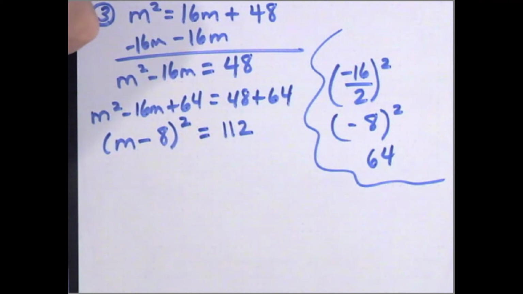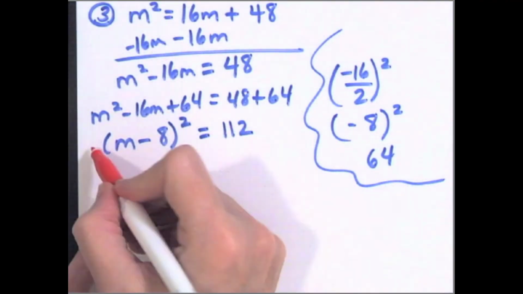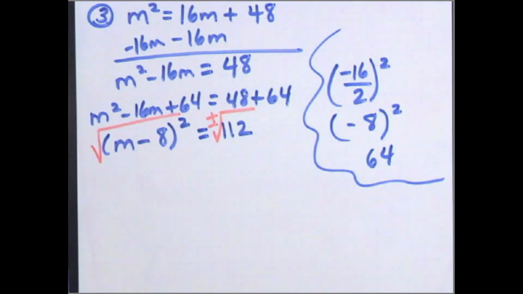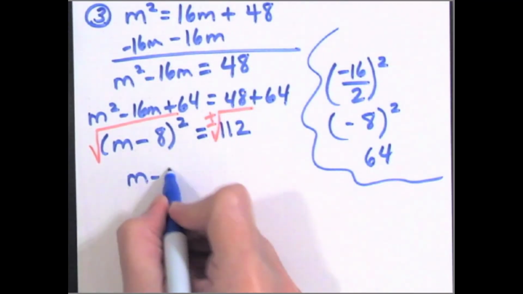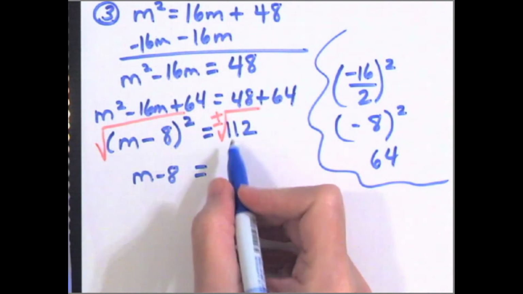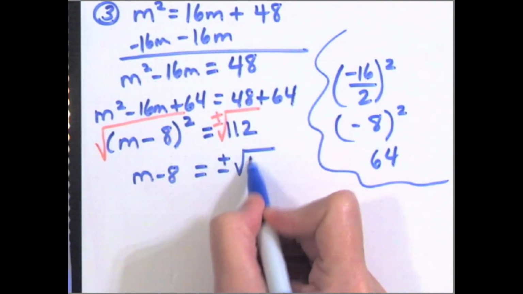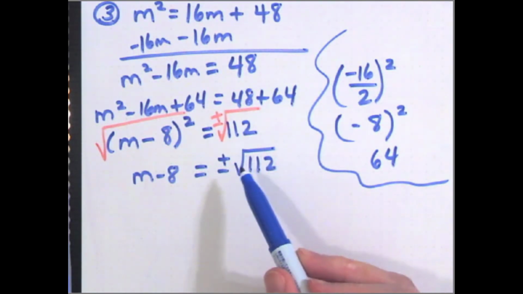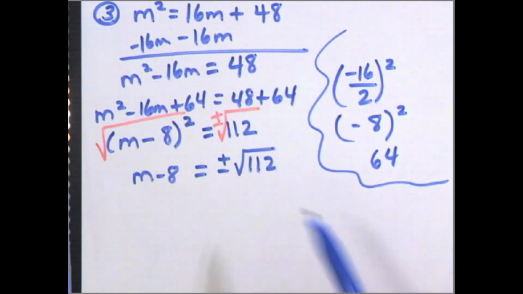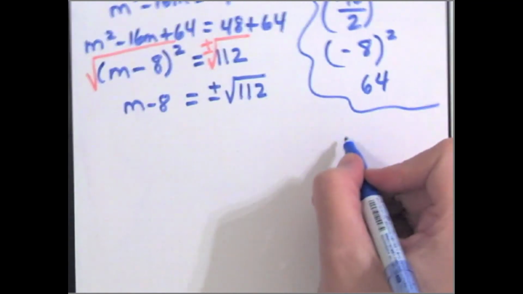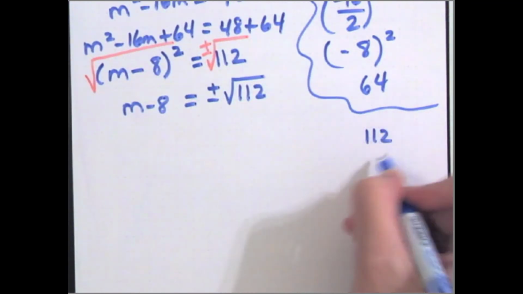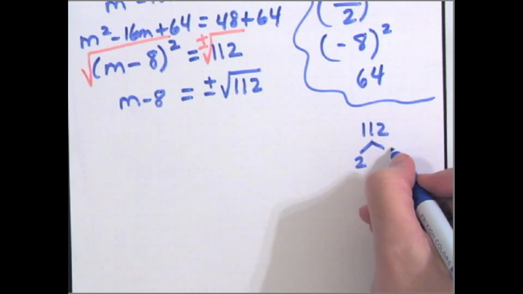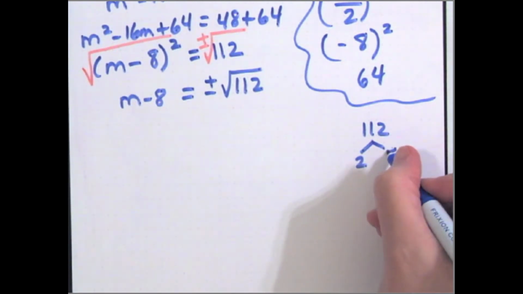We're going to take the square root of both sides, plus or minus. M minus 8 falls out. And there is a perfect square that goes into 112, but you might not see it right off. So at this step, I'm going to go ahead and simplify my radical. And I'm going to do that using the factor tree method. And I always start with the smallest number that goes into it. You don't have to, but this keeps your factors in order.